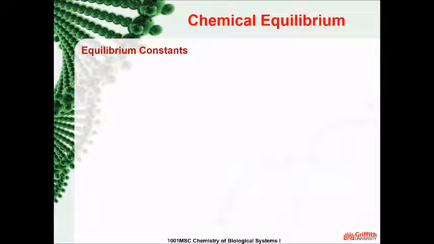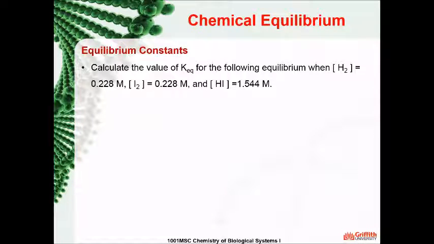Let's practice some examples. Calculate the value of KEQ for the following equilibrium, where the concentration of hydrogen gas is equal to 0.228 molar, I2 concentration is 0.228 molar, and HI concentration is equal to 1.544 molar. The equilibrium is H2 plus I2 gives 2HI. Pause the video and practice using your calculator to solve this question. The answer will be revealed after you continue.